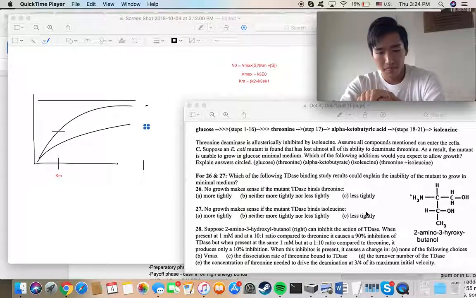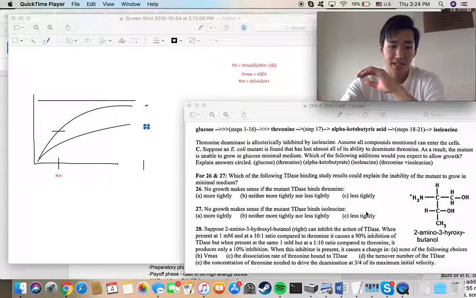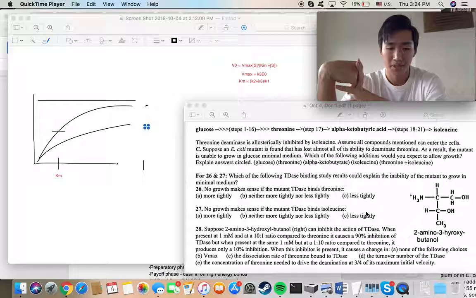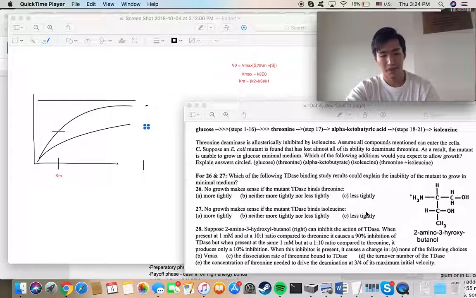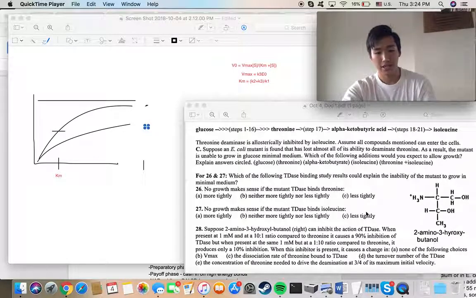So you know that Vmax stays the same for a competitive inhibitor, but Km increases, right? But there's nothing here that says Km increases. But you have to think, what does Km mean, right? Km is the concentration of threonine needed to drive the reaction at 1/2 its maximal velocity. And what looks like that? E, the concentration of threonine needed to drive the deamination at 3/4 of its maximum velocity, which is basically saying the same thing, just measuring in a different way. So the answer is E.